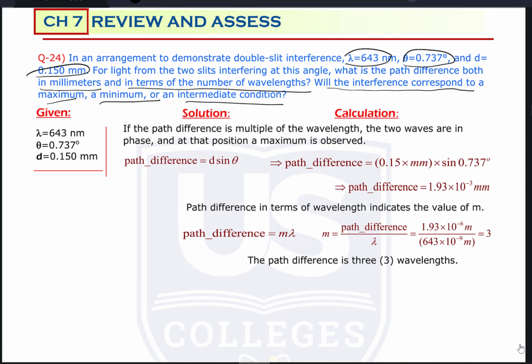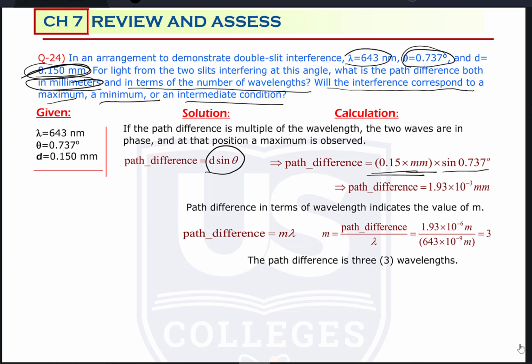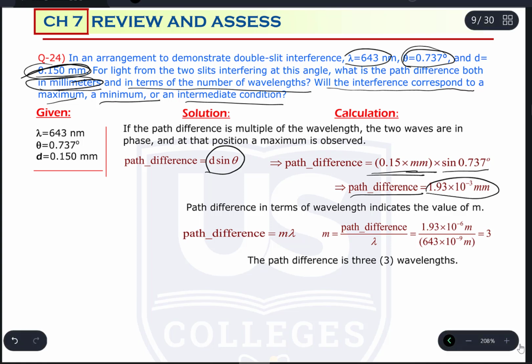Okay, so the path difference equation is clear. d sine theta is the path difference equation. d is given in millimeters, and theta is given. Because the question asks us to find it in millimeters first, I will write d in millimeters, 0.15, times sine 0.737. So the path difference, when we multiply them, is going to be 1.93 times 10 to the power of 3 millimeter. This is the answer in terms of millimeters.